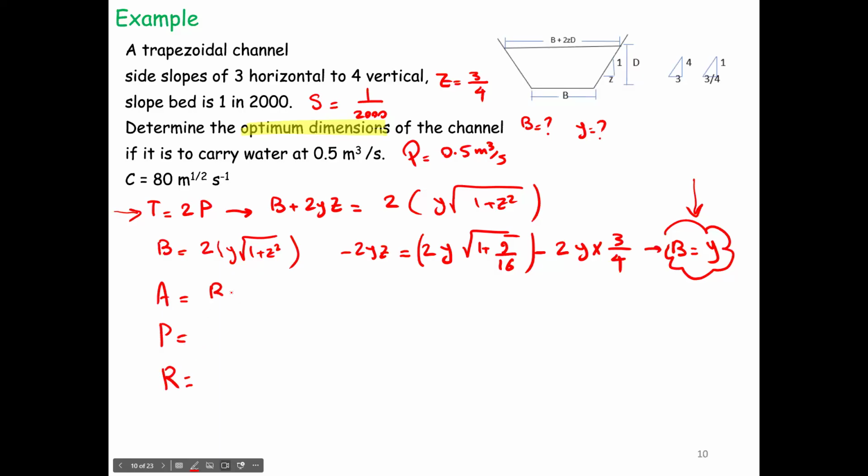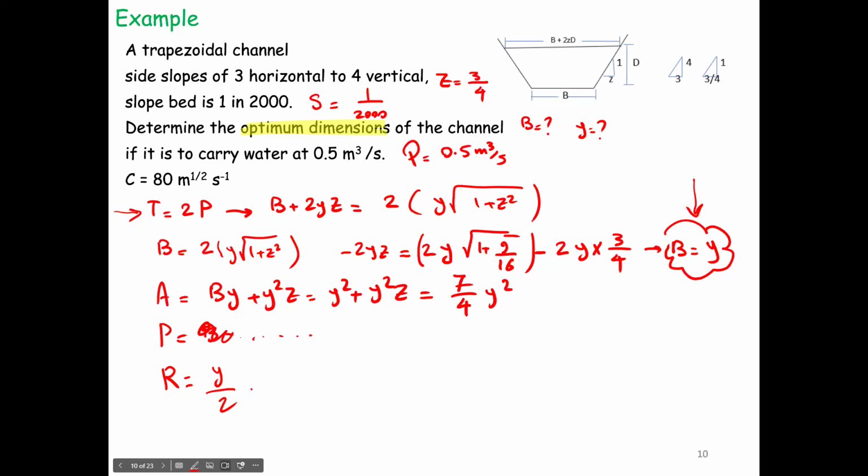For area, for trapezoidal, you have BY plus Y squared Z. Instead of B, you can replace it with Y. If you do that, for area, you have this number. For P, B plus, do I have P here? Did I calculate P? I think I don't even need that because at the end I need R, which I know for R. So probably I don't need even to find it. And I will keep that one.